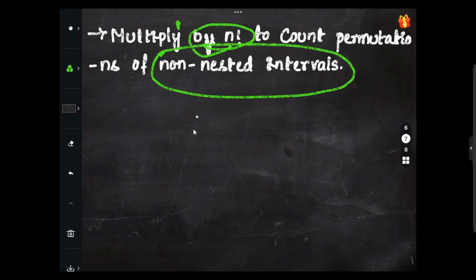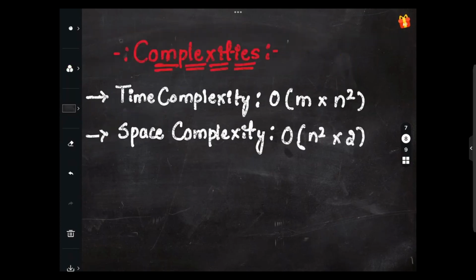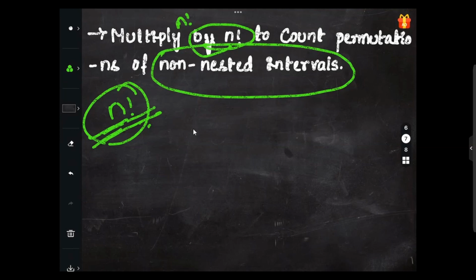We will be multiplying by n factorial. So this is important, we will be multiplying by n factorial to count permutations of non-nested intervals. In this case you have to remember we will be multiplying by n factorial. This is the main part, right? So the final thing here would be multiplying. This is the final thing basically, right?